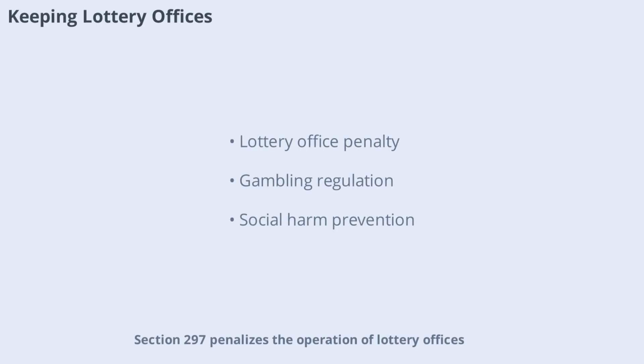Section 297 penalizes the operation of lottery offices. Running such establishments is considered an offense, as lotteries can lead to social and economic harm. The law aims to prevent exploitation and maintain order, ensuring that gambling activities are regulated and do not negatively impact society.